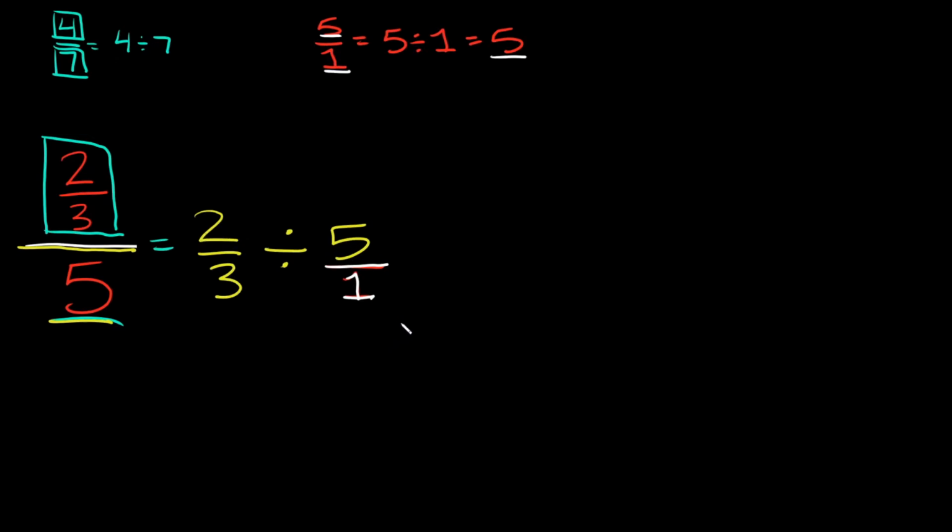Now what do we do? Okay, here's a useful little acronym you can use. KFC, which stands for keep, flip, change. KFC. So this tells us how we divide fractions. So all we're going to do is keep this first fraction up here. We're going to flip this second fraction over here, and then we're going to change the sign right here. Okay, so let's do all that.